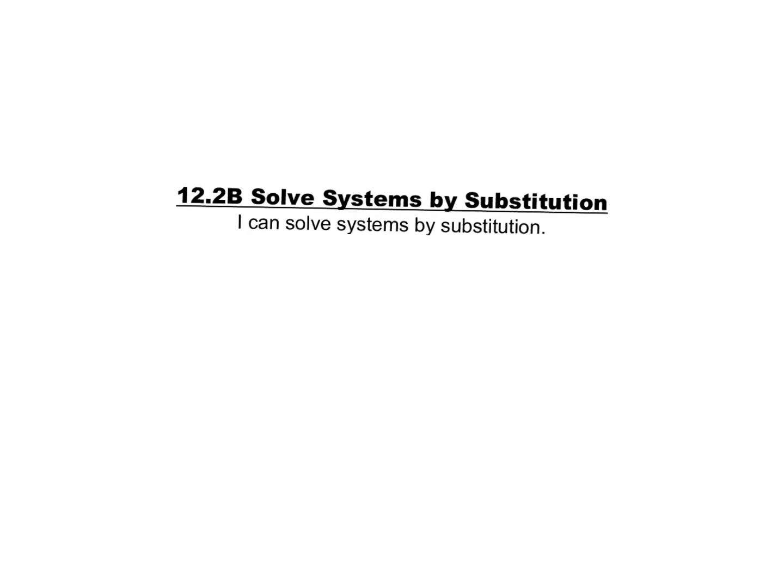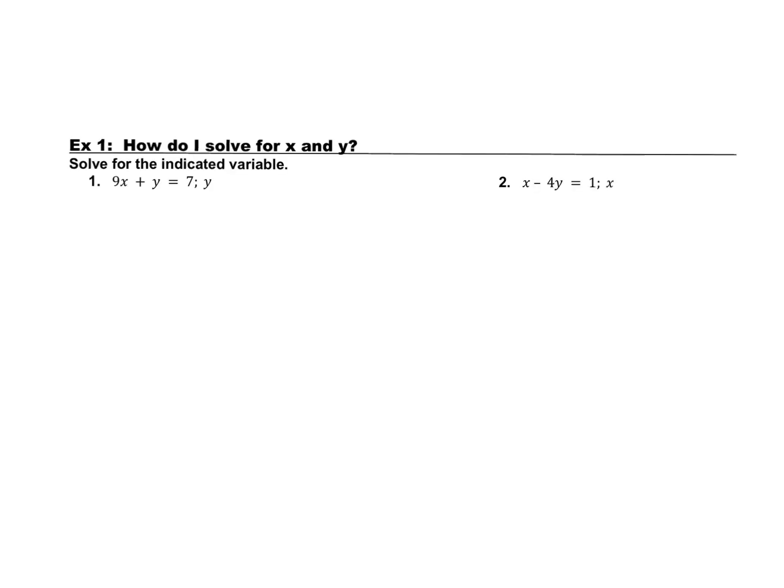In this lesson, we're going to solve systems by substitution. So yesterday we were solving equations with substitution. However, one of the variables was already solved for, either the x or the y. And today you're going to find that they aren't always going to be solved for the x or the y, and so we're going to need to do that.